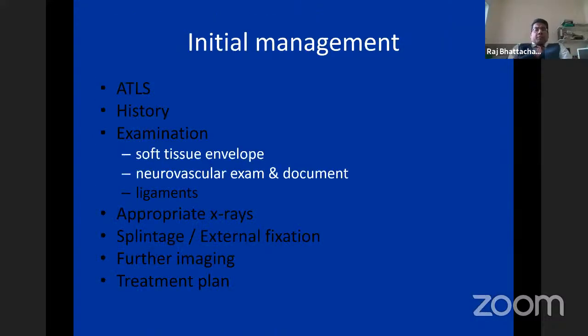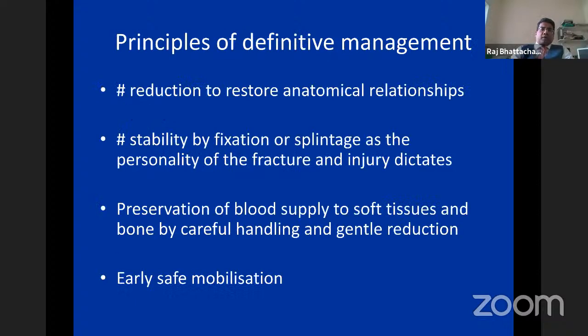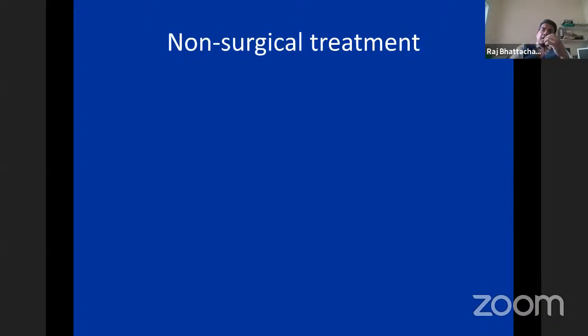So coming to initial management, yet again, soft tissue envelope and neurovascular exam. This is the key for me. Everything else, everybody knows, and we just do them as a routine, but these are the bits that get forgotten. The principles for me for definitive management of these fractures include reduction of the fracture to restore the anatomy, stabilize the fracture, preserve the blood supply. You saw Dr. Thornton showed you how the blood supply comes to the proximal tibia. And then obviously try and mobilize safely.